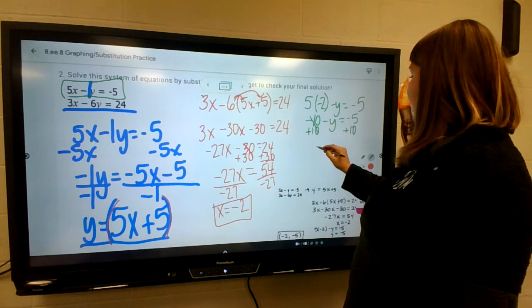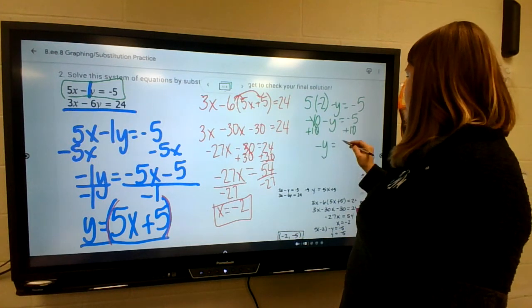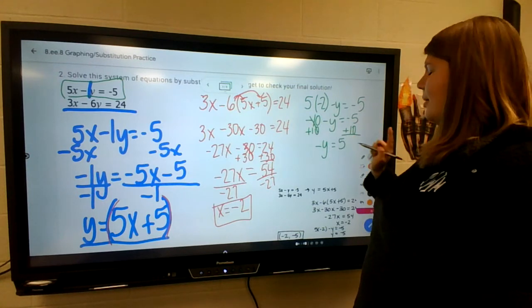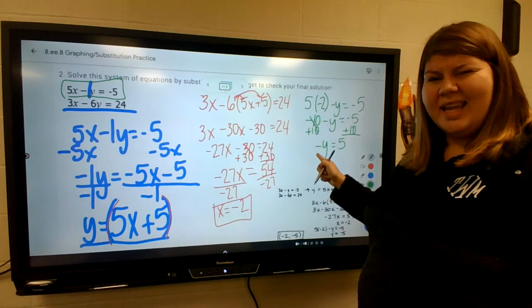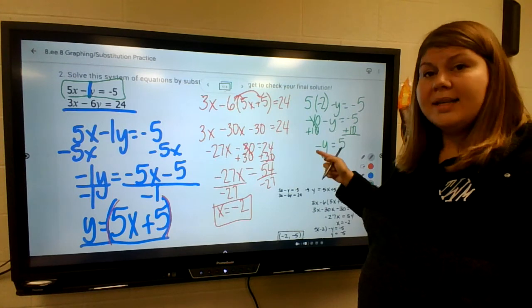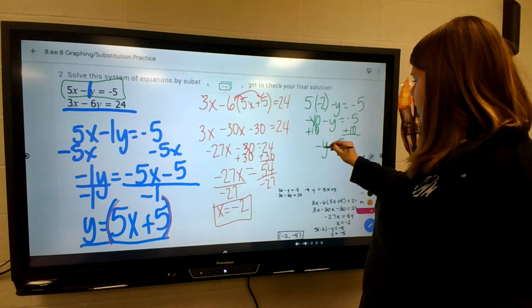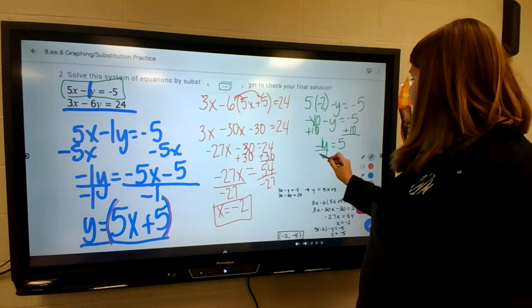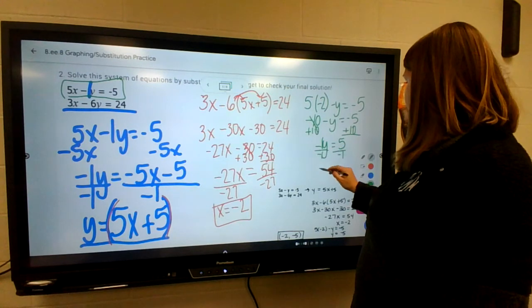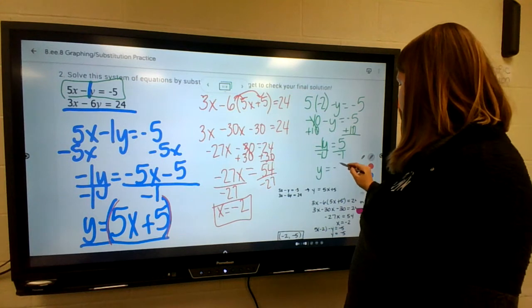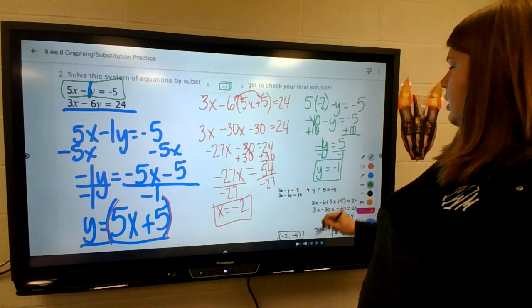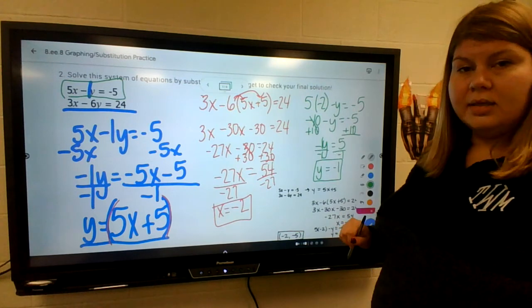Well, that gives me negative y. Don't forget about that. And then negative 5 plus 10 is going to give me a positive 5, but I'm not done because y is still negative, and I can't leave that as a negative y. It has to be a positive y. So remember, I can put a 1 here, and this is really saying negative 1 times y. So I need to divide by negative 1 on both sides, leaving me with a positive y equals negative 1. So right now I think x is negative 2, and y is a positive 1.